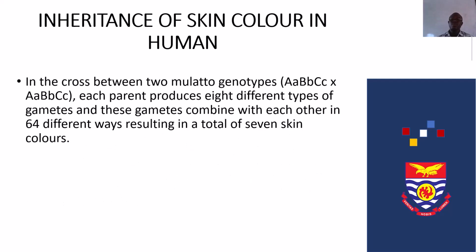In the cross between 2 mulatto genotypes, each parent produces 8 different types of gametes, and these gametes combine with each other in 64 different ways, resulting in a total of 7 skin colors.